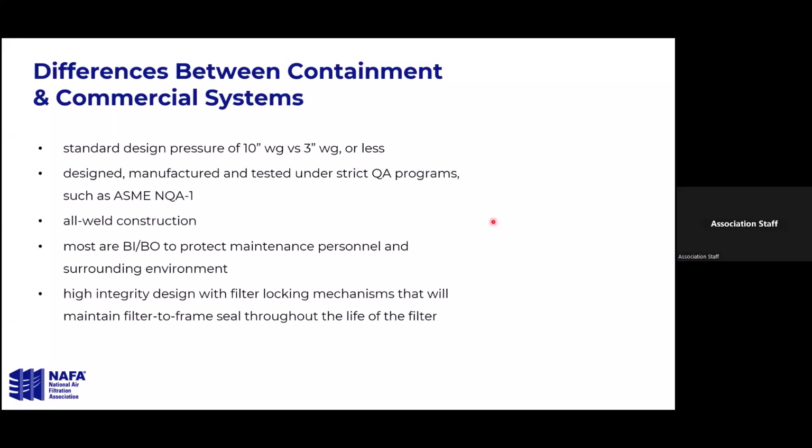They're going to be a high integrity design. So that filter locking mechanism that maintains that filter to frame seal throughout the life of the filter is going to be designed to make sure that that seal stays the same throughout the life of that filter. That's especially true on a gasket seal filter. As a lot of you probably know, a gasket can lose its memory over time. And a lot of these housings are designed to keep a consistent pressure on that. So even if that gasket starts to lose its memory a little bit, it's going to have a constant force pressing against that to make sure it maintains that HEPA integrity seal.